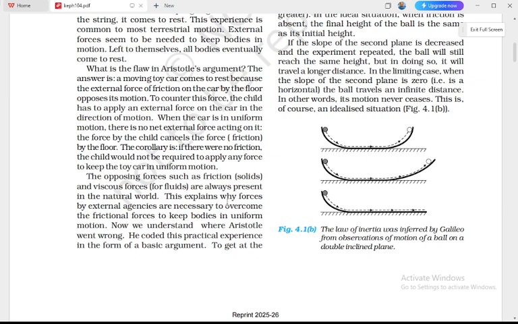The opposing forces such as friction for solids and viscous forces for fluids are always present in the natural world. This explains why forces of external agencies are necessary to overcome the frictional forces to keep bodies in uniform motion. But now we must understand where Aristotle went wrong. He quoted this practical experience in the form of a basic argument.